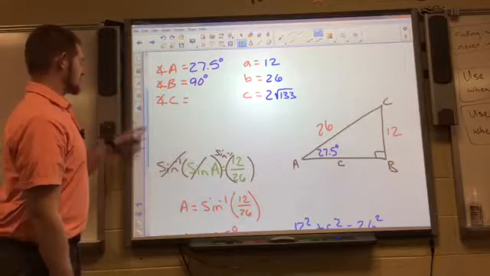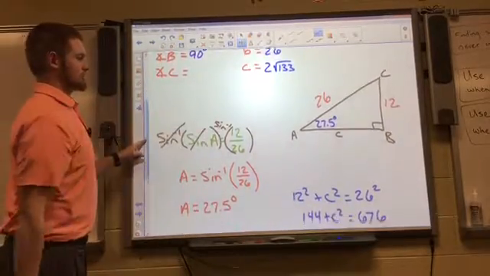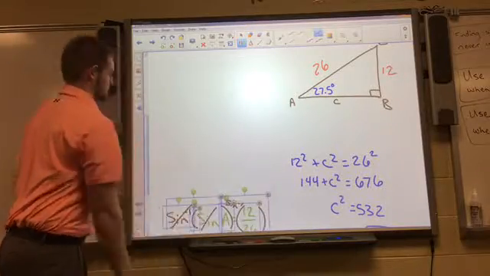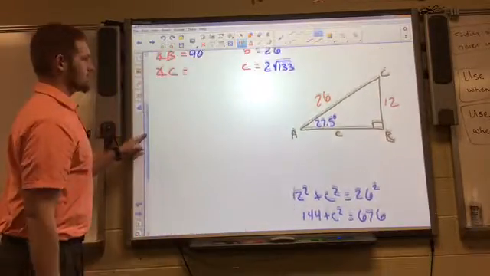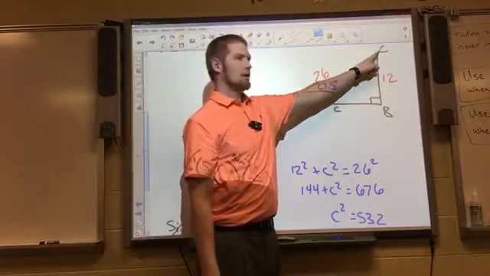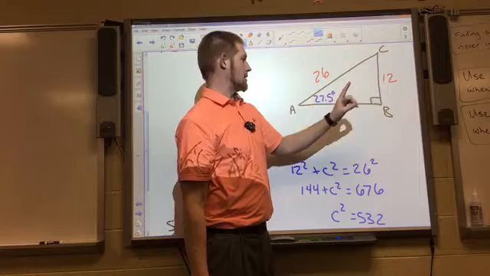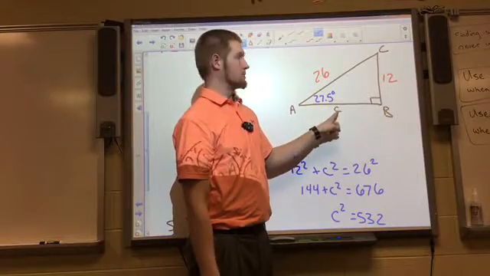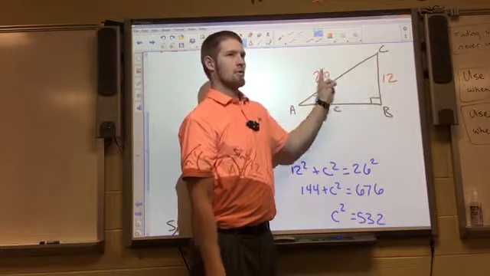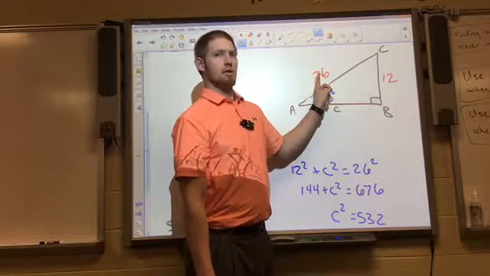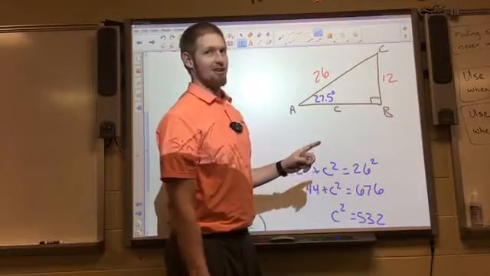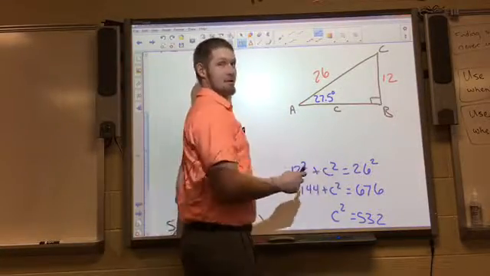So let's go ahead and take a look. Let's do angle C now. I'm going to push this stuff down here so it's out of our way, and we'll use the same spot. So looking at angle C, I have 12 and 26 still. I'm trying to avoid using C if possible. What function uses these two? Cosine. It's not sine.